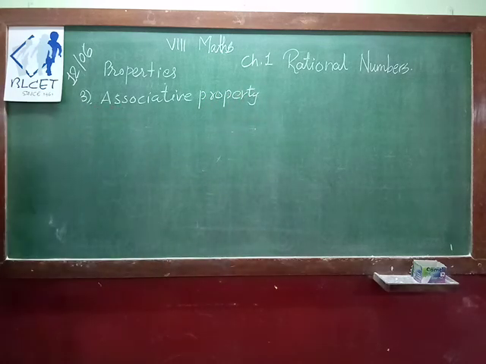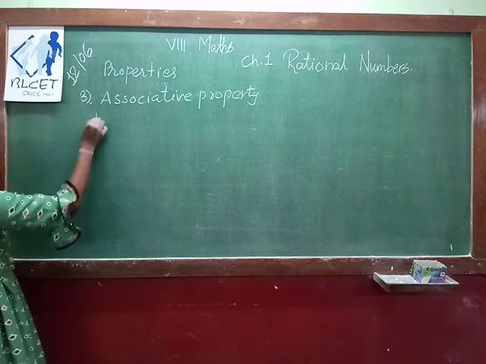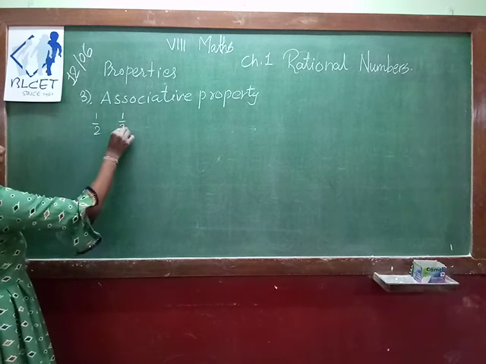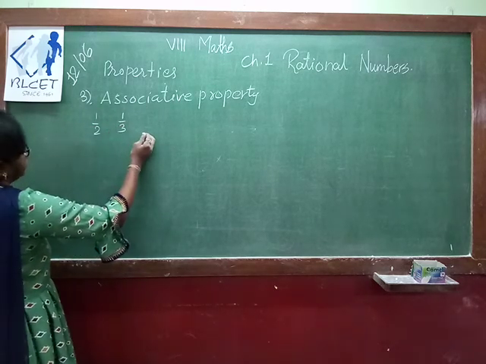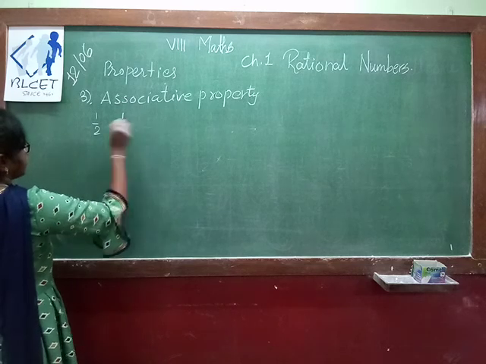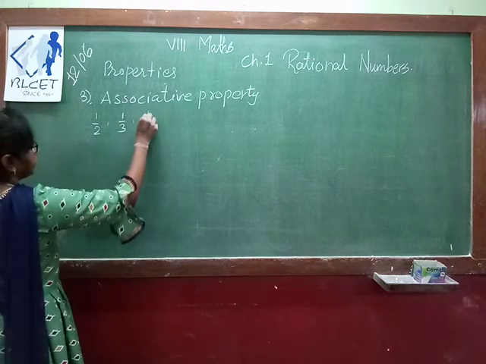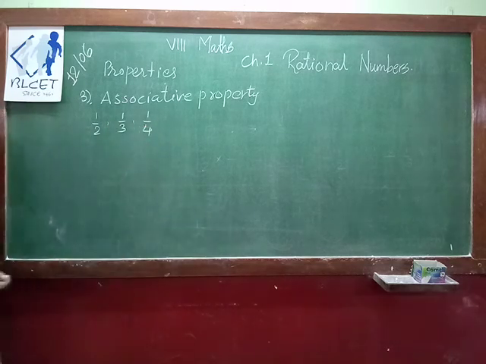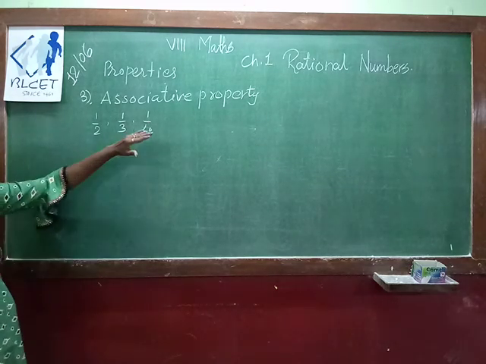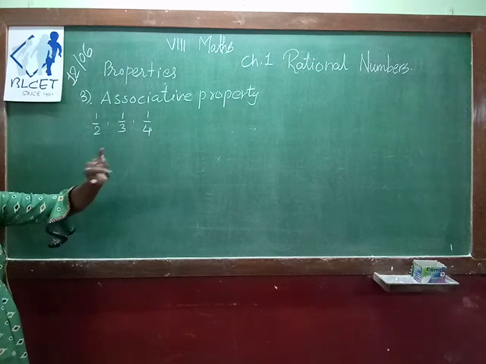Okay, what is the associative property? You have to choose 3 rational numbers. Suppose 1 by 2, 1 by 3, and suppose the third one is 1 by 4. Okay, these are 3 rational numbers. And now we check whether the associative property holds for addition, subtraction, multiplication and division.